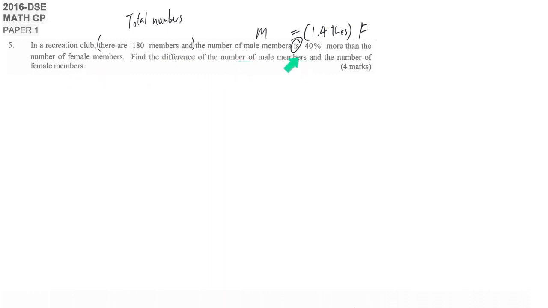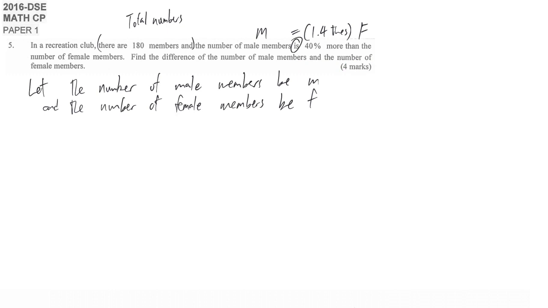So the best method is to find out what's the value of M and what's the value of F. So we lack two items. The first item is the number of male members. The second item is the number of female members. And then we just try to use these two items to build up equations to express these two relations.